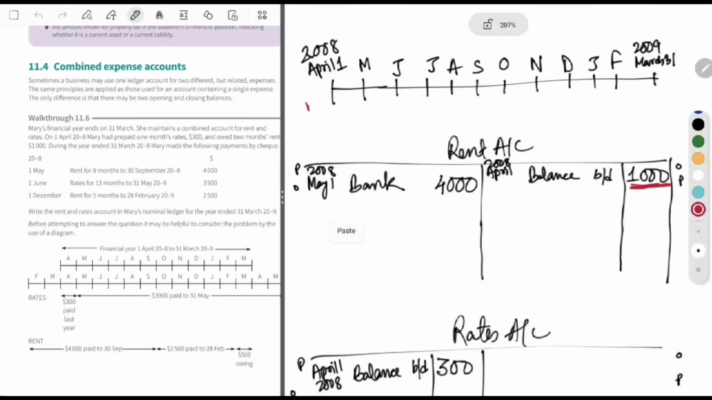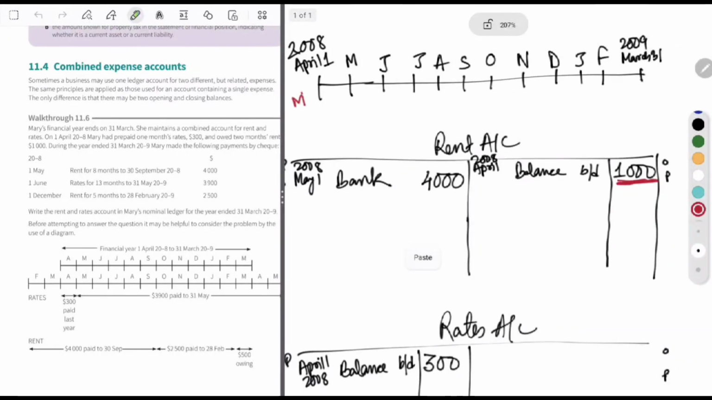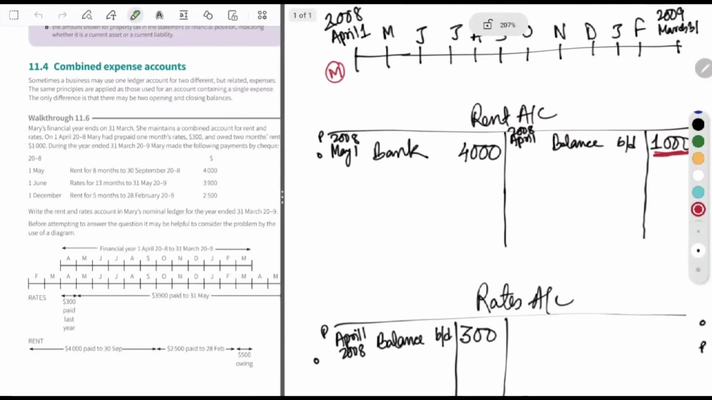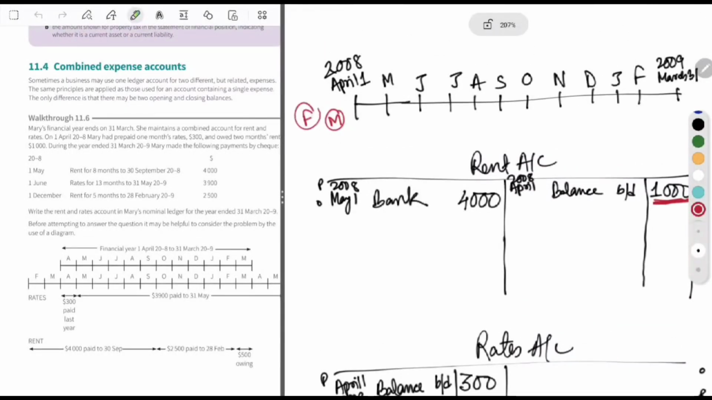That means March 2008 was pending, as well as February was also pending. We have not paid it, right? Read the sentence very carefully. Rent for how many months?